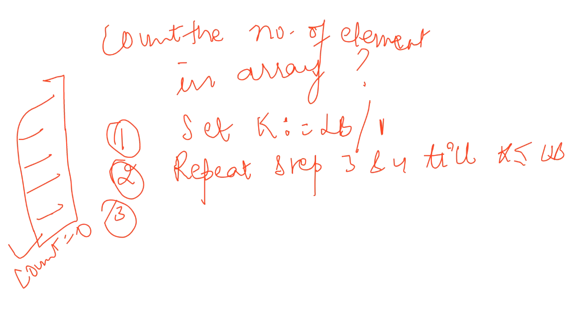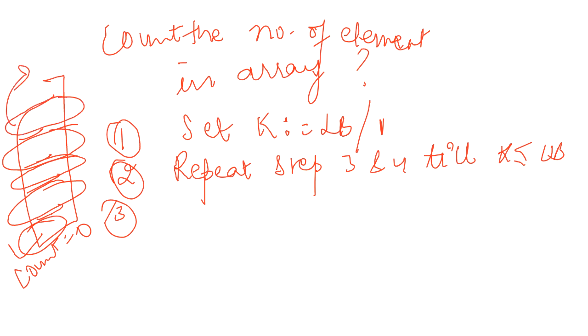Once I access this, my count becomes 1. Then I access this, count becomes 2. Then I access this, count becomes 3. Then count becomes 4. And I access the last one, count becomes 5. And my loop crosses the upper bound, and now I will stop. And in the end, count would be the number of elements in my array. So that is what I'll do.